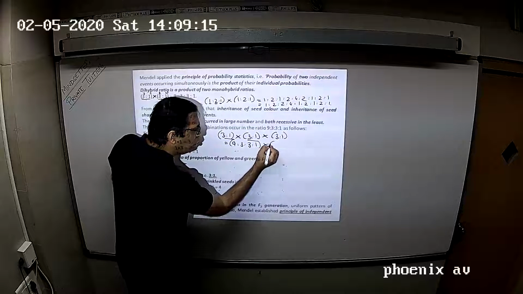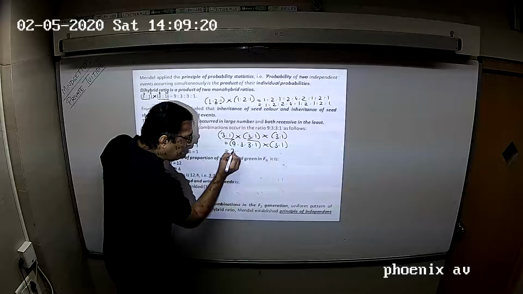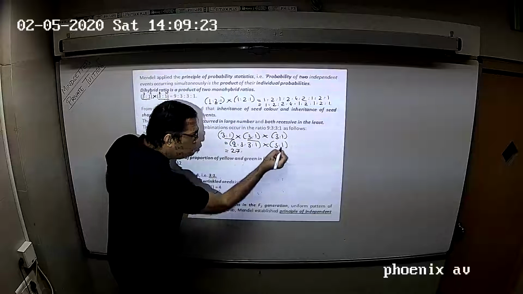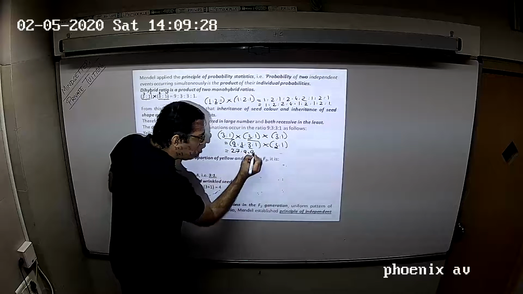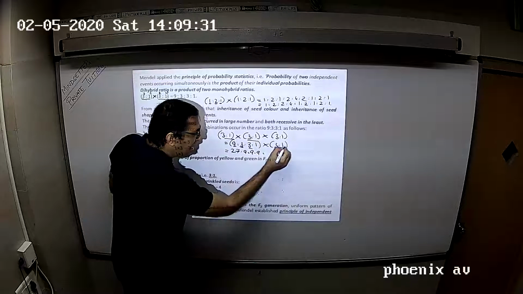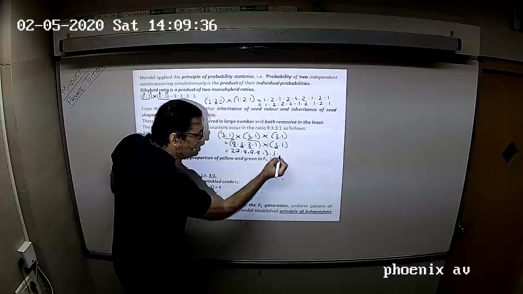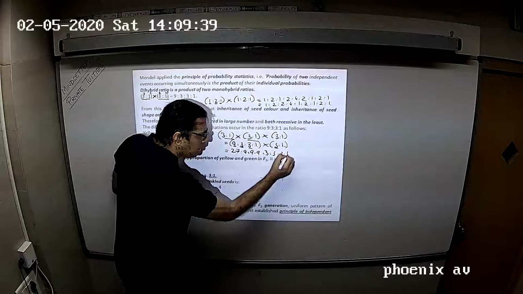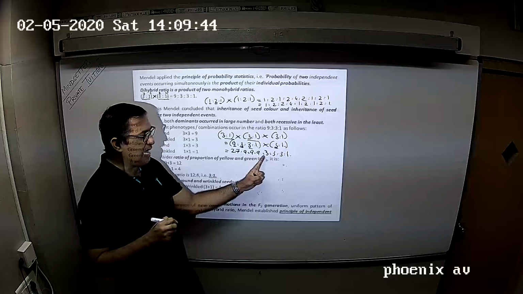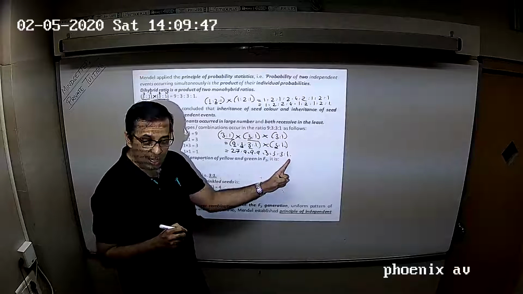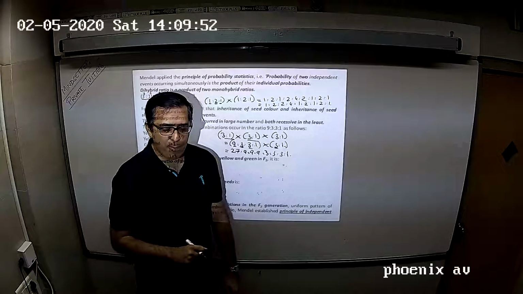9:3:3:1 into 3:1, which will become 9 into 3 becomes 27 is to 9 is to 9 is to 9 is to 3 is to 3 is to 3 is to 1. This will become Mendel's trihybrid phenotypic ratio.